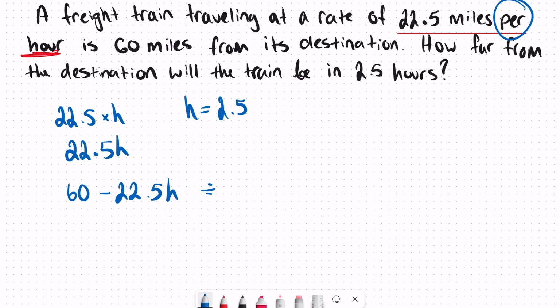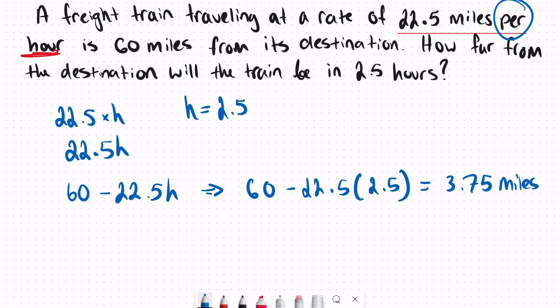And what that's going to look like is 60 minus 22.5 times the 2.5 that it gives us. And this will give us how far it is from the destination. So 60 minus 22.5 times 2.5 hours is going to equal 3.75 miles. So the train traveling at 22.5 miles per hour, which is 60 miles from its destination, in 2.5 hours will be only 3.75 miles from the destination.